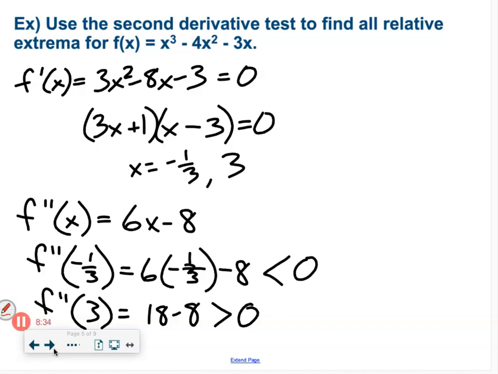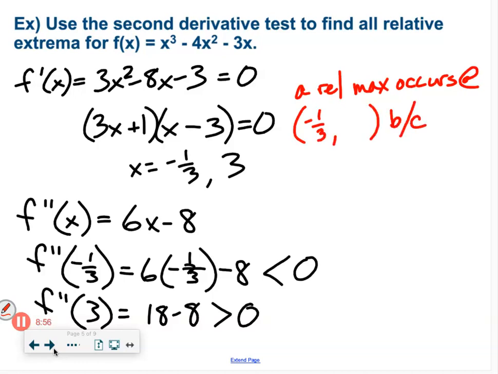We're ready to write our answers. That's all there is to it, right? You find the zeros of the first derivative, plug them into the second derivative. Positive is a min, negative is a max. All right, so we write our answers. So a rel max occurs at negative 1/3, comma, something, because.